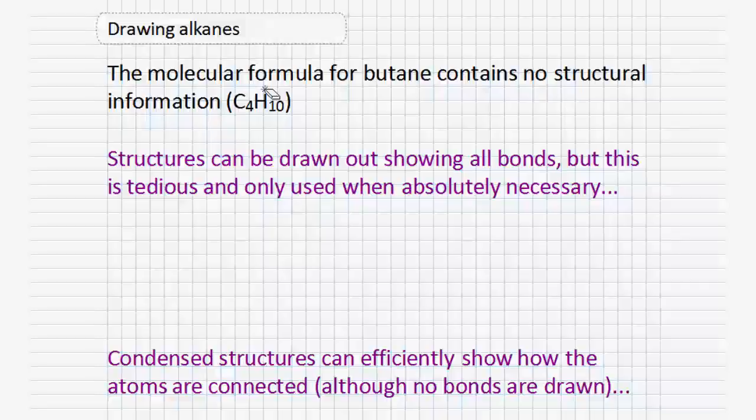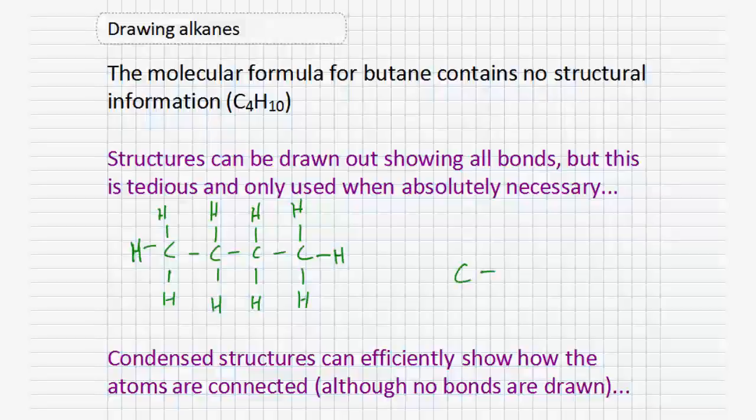But if I really wanted to, I could draw 4 carbons all in a row. 1, 2, 3, 4. I could put 3 hydrogens on each of the end carbons. I can put 2 hydrogens on each of the 2 middle carbons. There we have the straight chain, the normal butane.